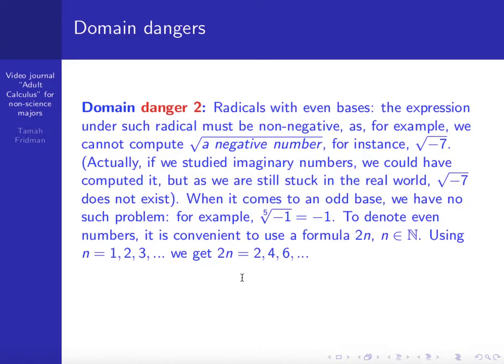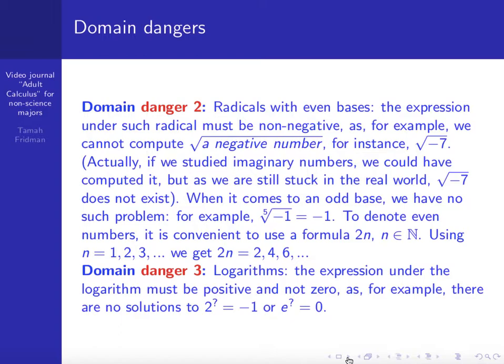A good way to denote even numbers would be using the formula 2n, where n is a natural number. Then when you are running through all values of n, your 2n runs over all even numbers.